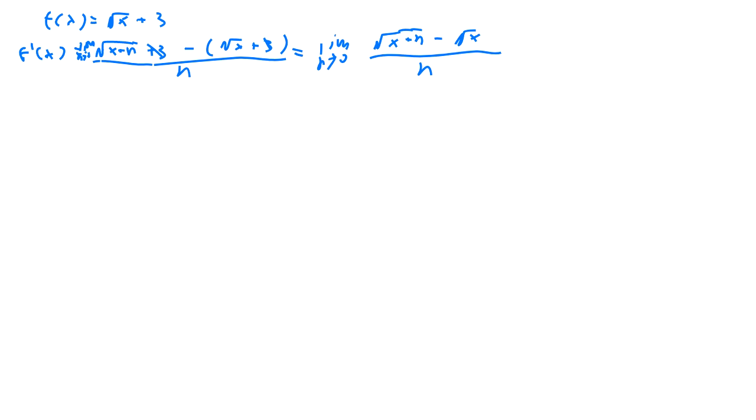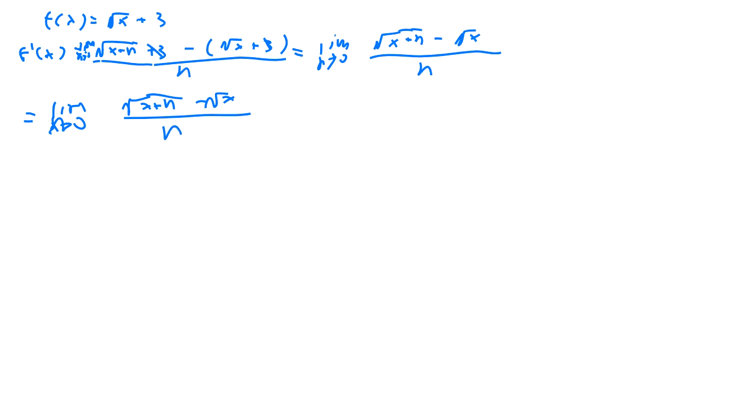And so in order to get this h out of the denominator, the trick, I guess we could call it a technique, but we'll just call it a trick, is that we're going to multiply by the conjugate of the radical expression. So we're going to take our limit as h goes to 0 of the square root of x plus h minus root x, all over h.